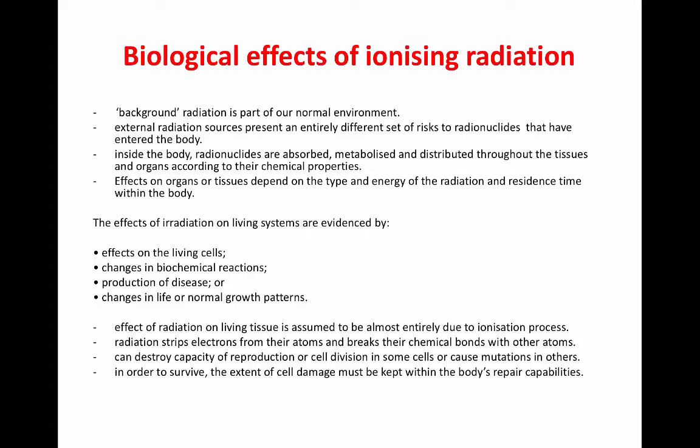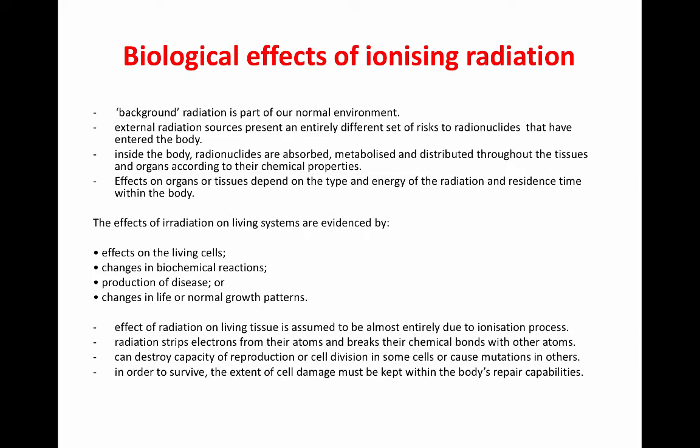The human body can tolerate a certain amount of exposure due to ionizing radiation without impairing its overall function. We're continually exposed to ionizing radiation from natural sources such as cosmic radiation from outer space and from radioactive materials in the Earth and materials around and within us. This background radiation is part of our normal environment. External radiation sources, or those sources that are located outside the body, present an entirely different set of risks to radionuclides or radioactive materials that have entered the body.